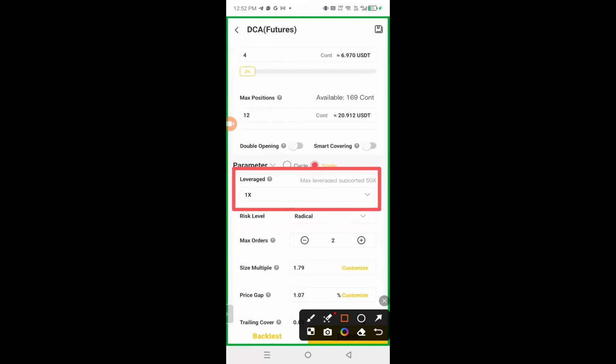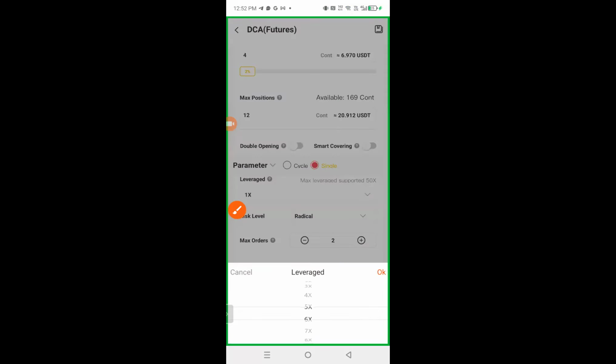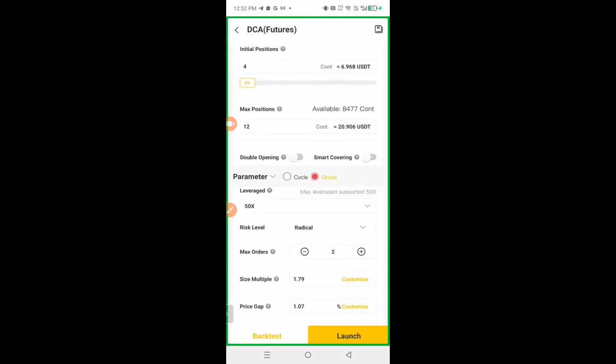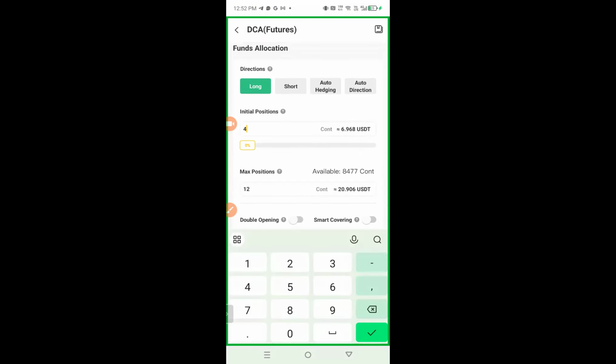I'm going to tap on the leverage and I want to use 50x. Yes, 50x single. And I'm going to be using $1. Okay, I can use $1.